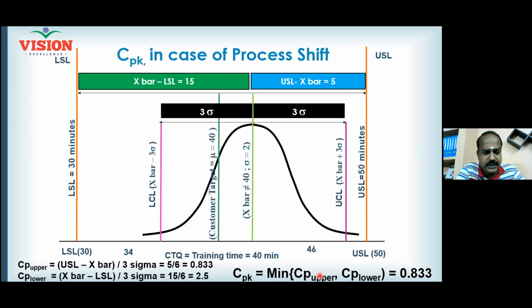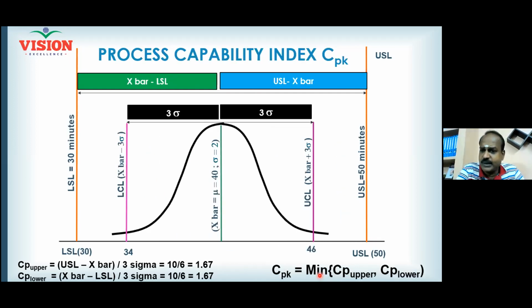Now, let us calculate the CPK. In the earlier case, CP was 1.67. CPK is also 1.67. Whenever you find the CP and CPK same, that is the ideal scenario. That is a very, very healthy scenario. You can tell your process is centered on target.